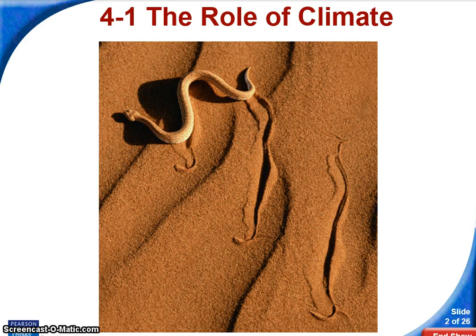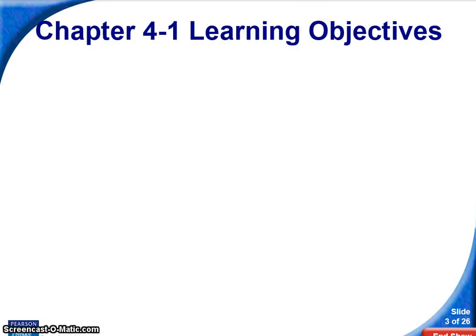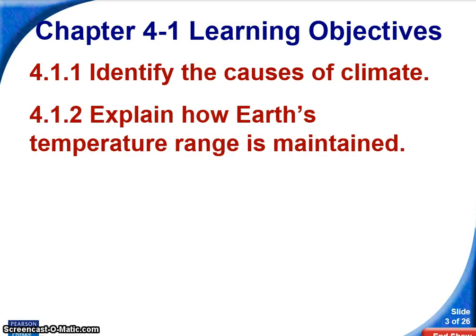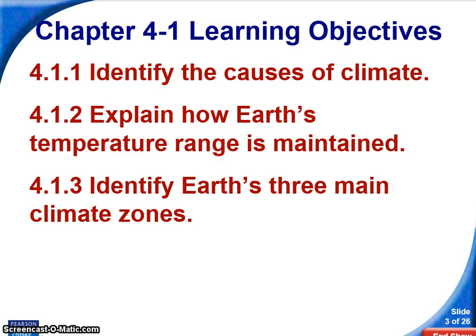Chapter 4 is about ecosystems and communities, and the first lesson we're going to cover in this chapter is Chapter 4.1, and it is about the role of climate. The learning objectives for this chapter are as follows. Make sure you get these written down, please. First, we're going to identify the causes of climate. Then we're going to explain how Earth's temperature range is maintained. And we're going to identify Earth's three main climate zones.